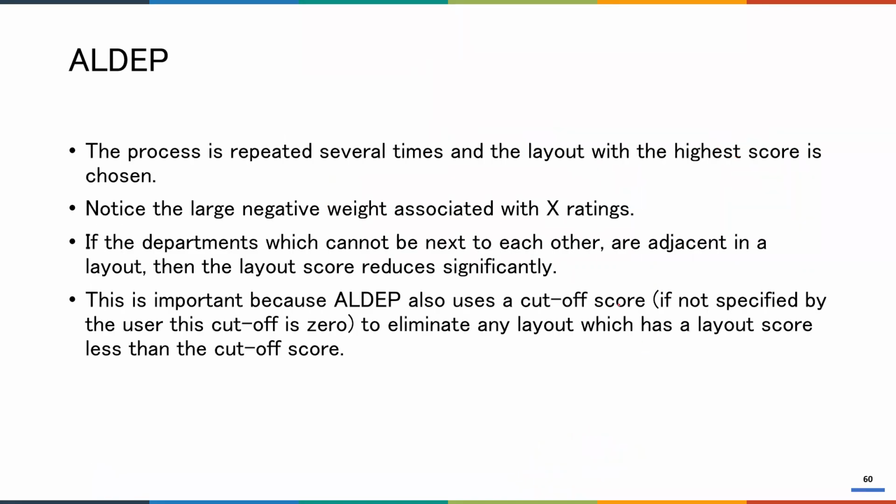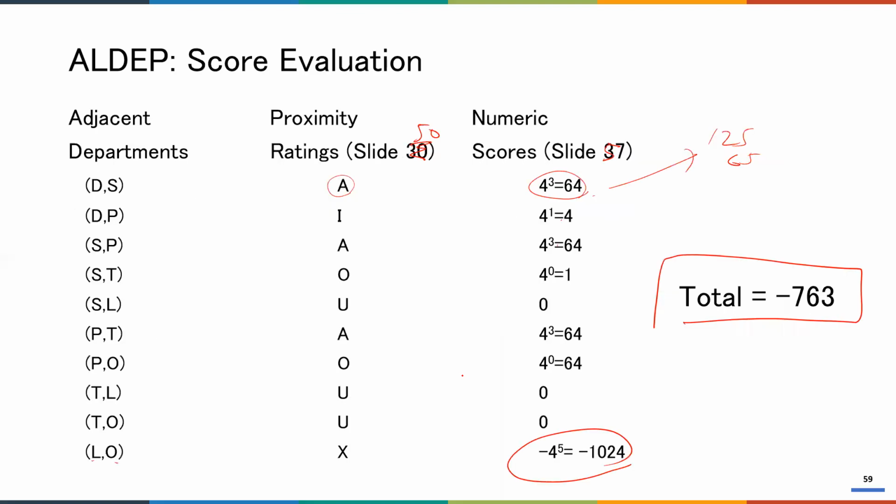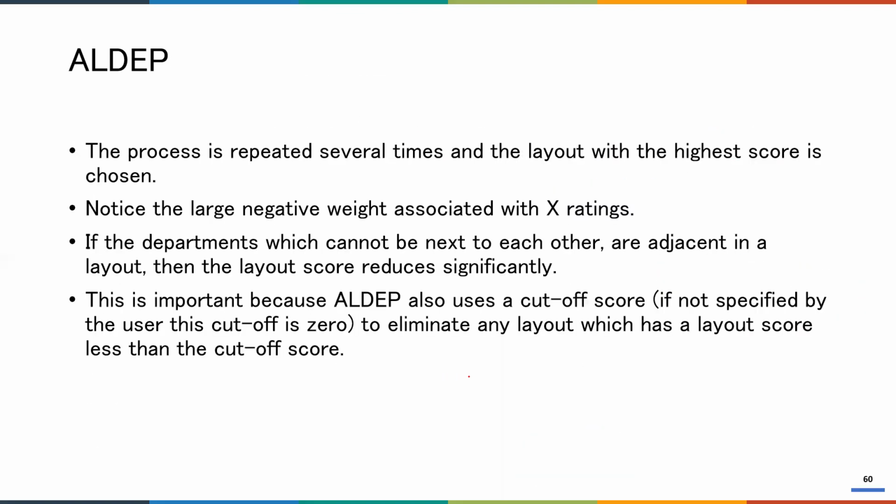How we can redo that is by doing it all over again from the beginning and choosing a different department as the starting point. So either you can choose probably the production area or other, and because of the large negative weight associated with the X rating, we need to understand that they shouldn't be placed close to each other.